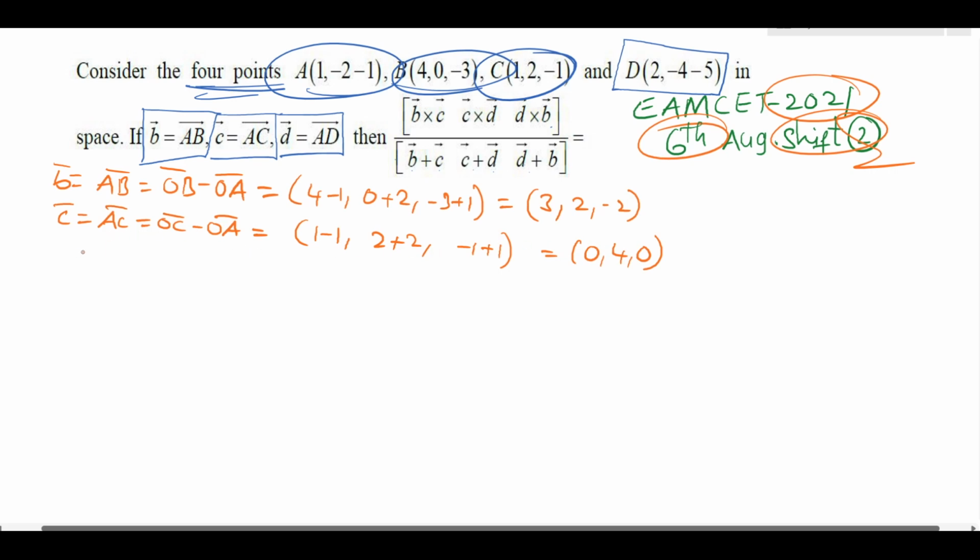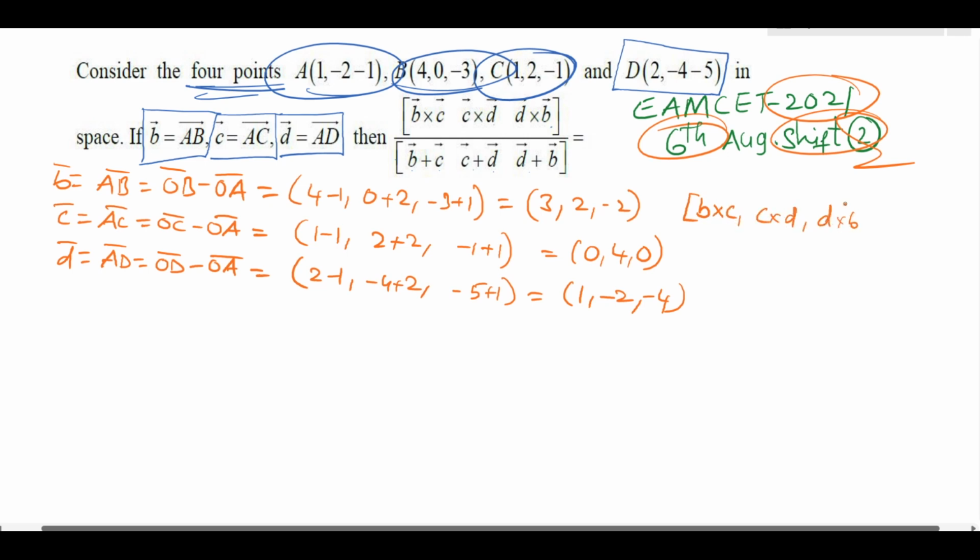And d bar is given, that is d bar is equal to ad bar, that is od bar minus oa bar, that is od bar 2 minus 1 minus 4 plus 2 minus 5 plus 1, that is equal to 2 minus 1 minus 4 plus 2 minus 2 minus 5 plus 1. This is minus 4. So now we know that box of b cross c, c cross d, d cross b is equal to box b c d whole square. Now we find box BCD.